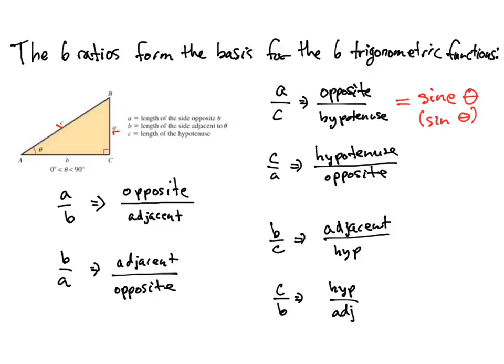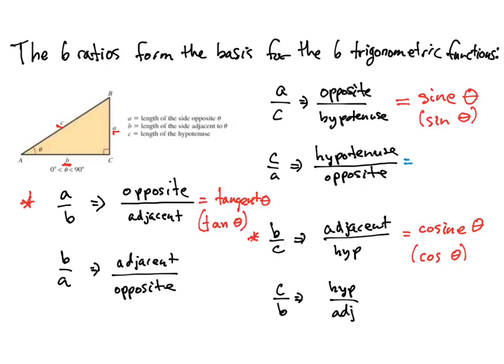Moving down to B over C. B over C is adjacent over the hypotenuse, and adjacent over the hypotenuse is defined as cosine of angle theta. Frequently, this will be abbreviated as cos theta. Okay, jumping over to A over B, this is the opposite over the adjacent side of the triangle, so that is defined as tangent of theta. Oftentimes this is tan theta, like this.